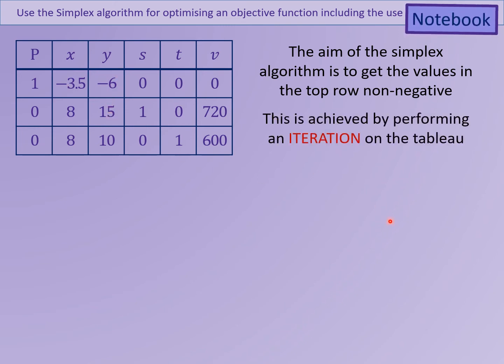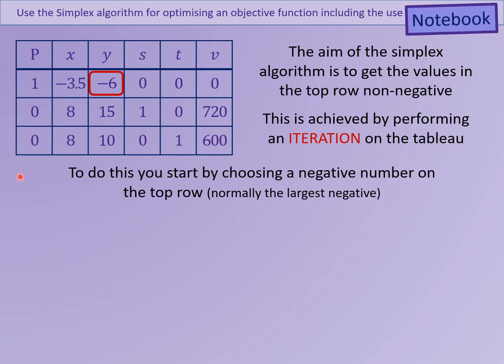What I need to do then is what we call an iteration, because it's not optimal yet, because it's not got all positives on the top line. So I'll have to do another iteration. I'm going to do that by first of all choosing one of the things that's causing a problem. It doesn't matter which one you pick. Sometimes in a question you're told which one to pick, but if you do have a choice, it's probably a good idea to pick the biggest negative number. So the -6 is bigger than the -3.5 from a negative point of view. So therefore I'm going to pick that.